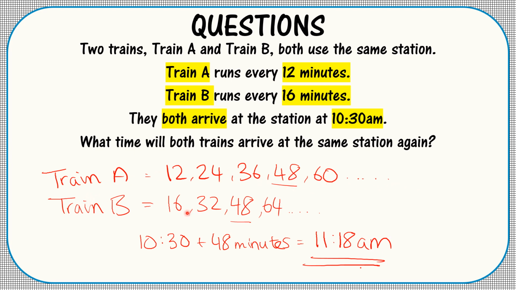Train B runs every 16 minutes. So 16, 32, 48, 64. What you should understand is that both of the trains will meet again after 48 minutes. So the lowest common multiple in this question is 48 minutes.